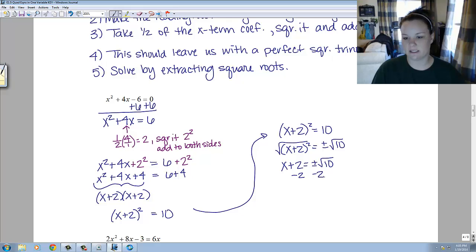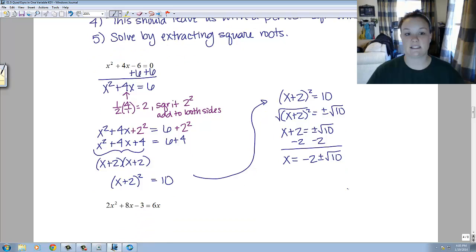Okay. So if I wanted to write my solution in set notation for this particular example, I would just say x is equal to negative 2, sorry, let me do the minus first, minus square root of 10, and negative 2 plus square root of 10. Okay? And that's as far as we can go.